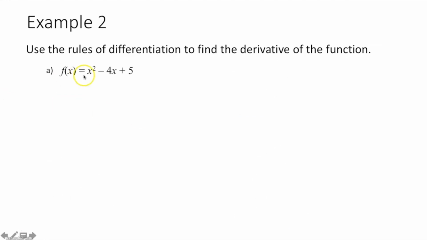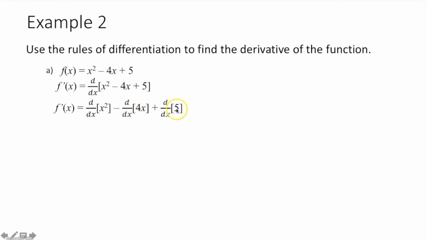Now, example 2, we're doing the same thing except we're dealing with longer functions this time. So here we want to take the derivative of x squared minus 4x plus 5. So if we want to take the derivative of this function, find f prime of x, you're going to use the sum and difference rules. If you have a function with multiple terms, you're going to treat them as separate functions, and you're going to take the derivative of each of those terms. And that will give you the derivative of your whole function.